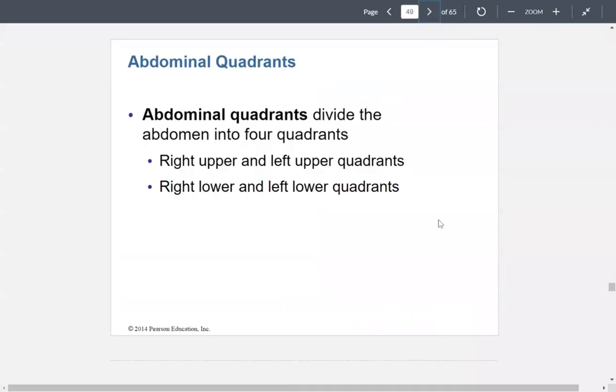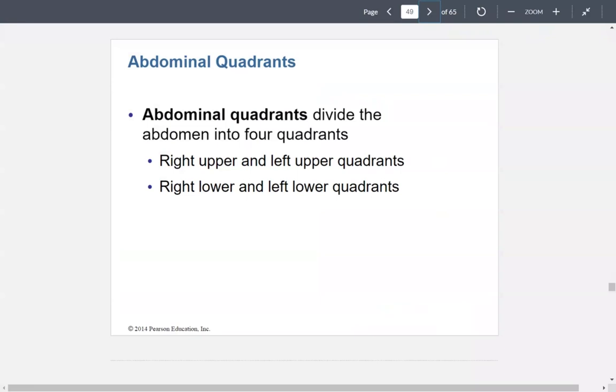All right, let's talk about further divisions. So here we are going to talk about dividing up the abdomen. The abdomen can be divided up a couple of different ways. One way in specific is referred to as the quadrant system. Now the quadrant system is the most commonly used division system because it's nice and easy and simple to remember.